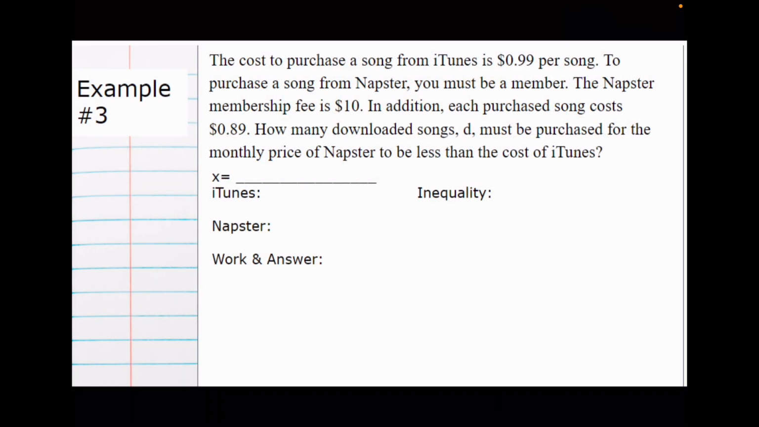Example 3. The cost to purchase a song from iTunes is 99 cents per song. To purchase a song from Napster, you must be a member. The Napster membership fee is $10. In addition, each purchased song costs 89 cents. How many downloaded songs, D, we can use x if you want to, must be purchased for the monthly price of Napster to be less than the cost of iTunes?